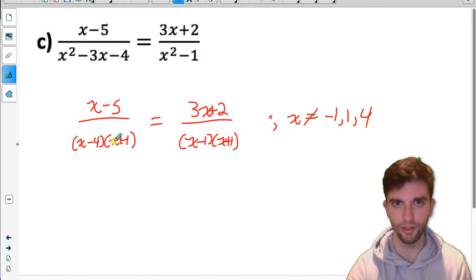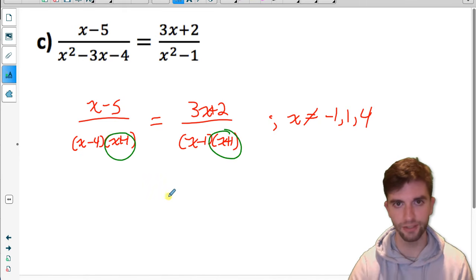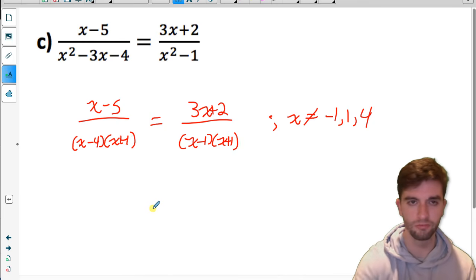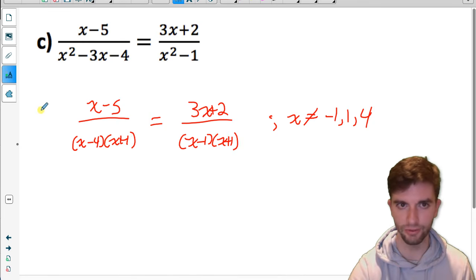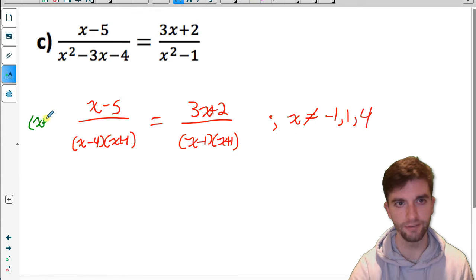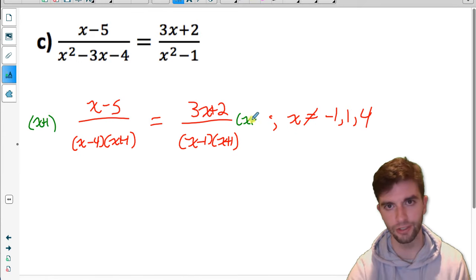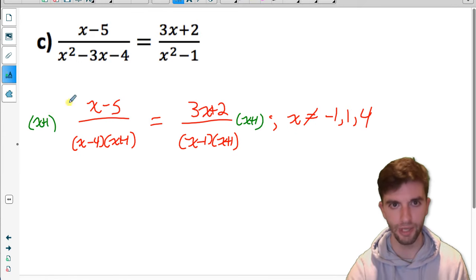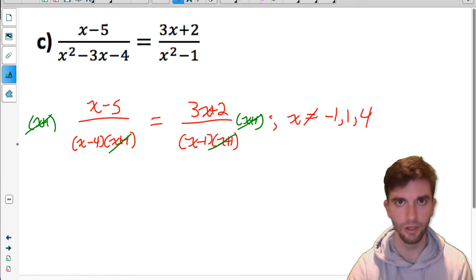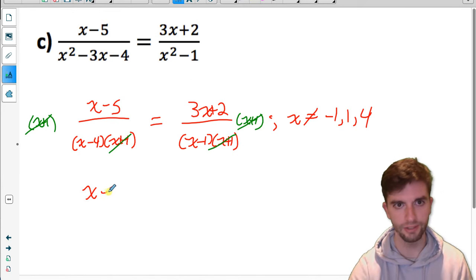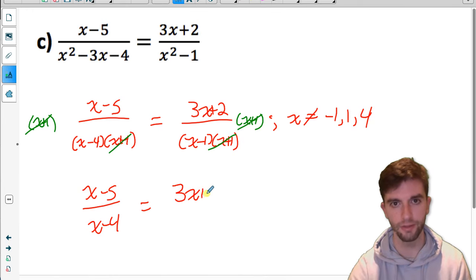But wait, let's hold on a second. We could actually simplify this to make this equation a little bit easier. Notice there's a factor of x plus 1 on both sides. I could technically just cancel those out, but why? Well, because if I were to multiply both sides of this equation by x plus 1, I can do that because it's the same thing to both sides. Those would reduce to 1, and those would reduce to 1. So all I would be left with on the left is x minus 5 over x minus 4 equals on the right 3x plus 2 over x minus 1.